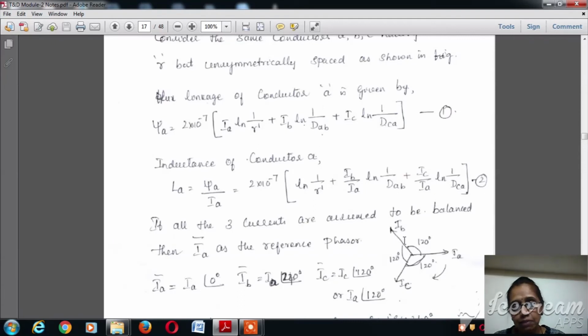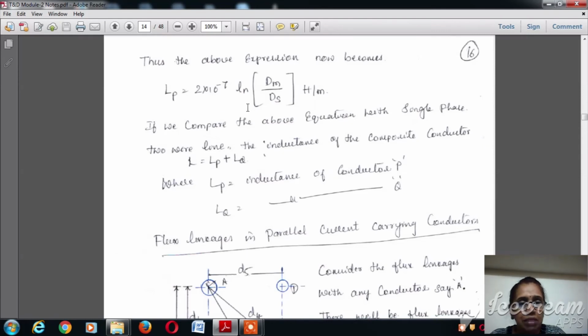IB can be expressed in terms of IA, and we always consider that in the anti-clockwise direction. So IB is at an angle of 240 degrees from IA. If we express IB in terms of IA, IB is equal to IA at an angle of 120 degrees plus 120 degrees, which is 240 degrees. Now IC can also be expressed in terms of IA, that is IC is equal to IA at an angle 120 degrees, or it is IA at an angle 2 into 10 to the power minus 7 ln Dm divided by Ds Henry per meter.